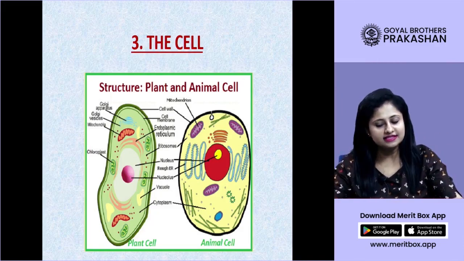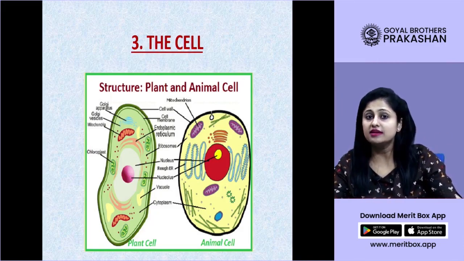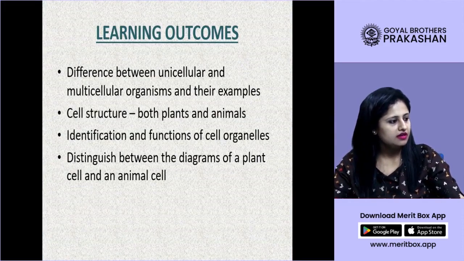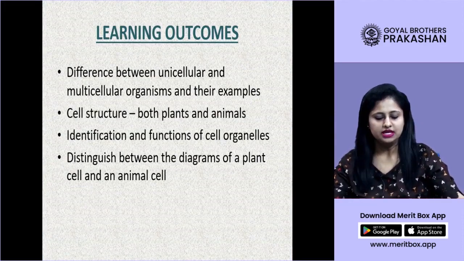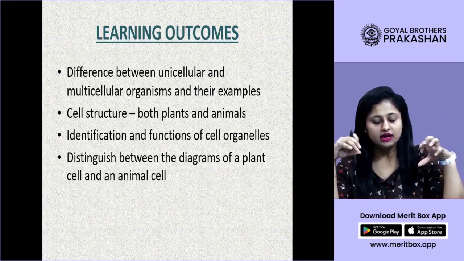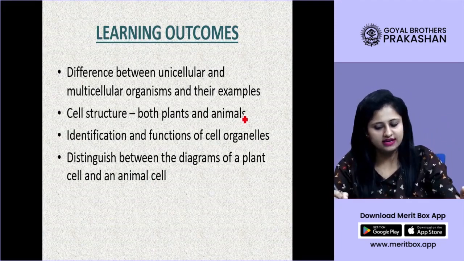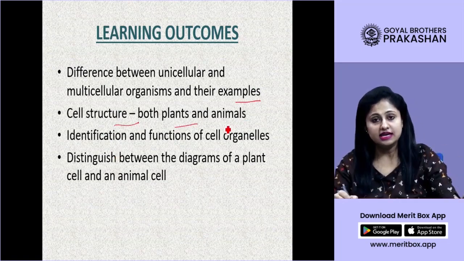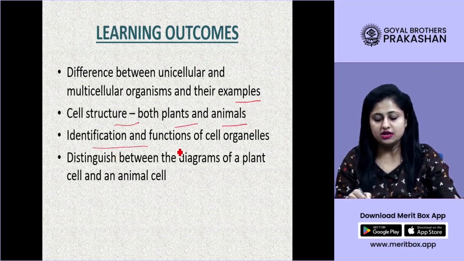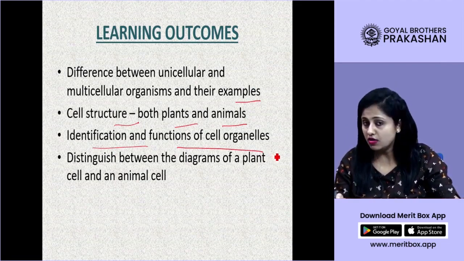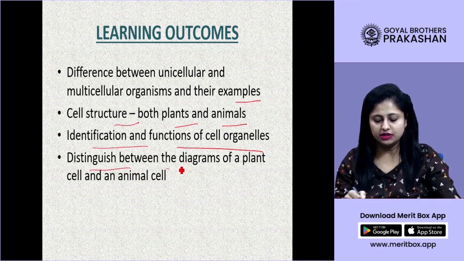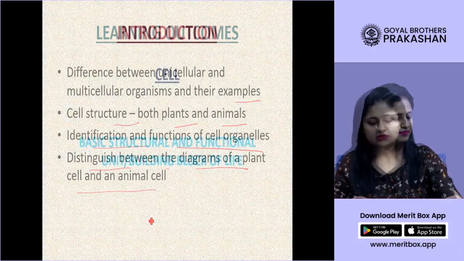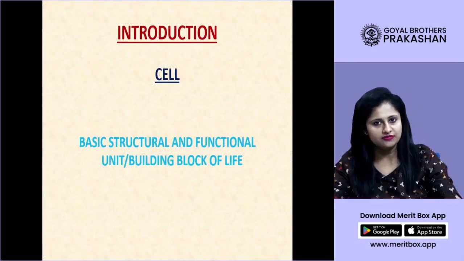So today in this lecture, we are going to start another chapter, chapter number 3, the cell. So here are the learning outcomes: to differentiate between unicellular and multicellular organisms with their examples, cell structure of both the types, plants and animals, identification and functions of some cell organelles, and distinguish between the diagrams of a plant cell and an animal cell. Here is a brief introduction of a cell.